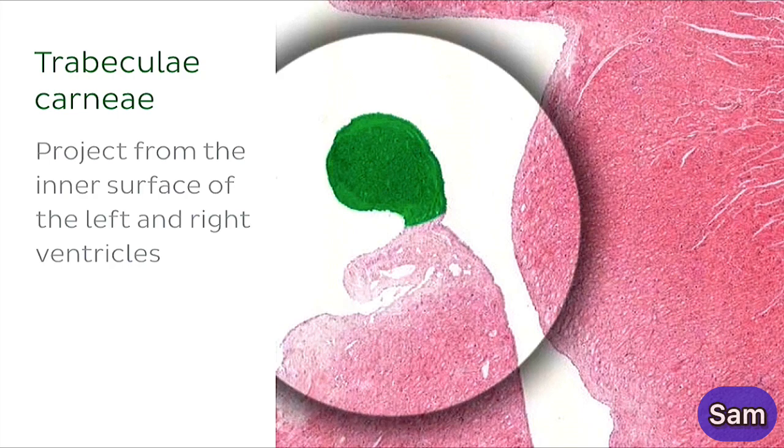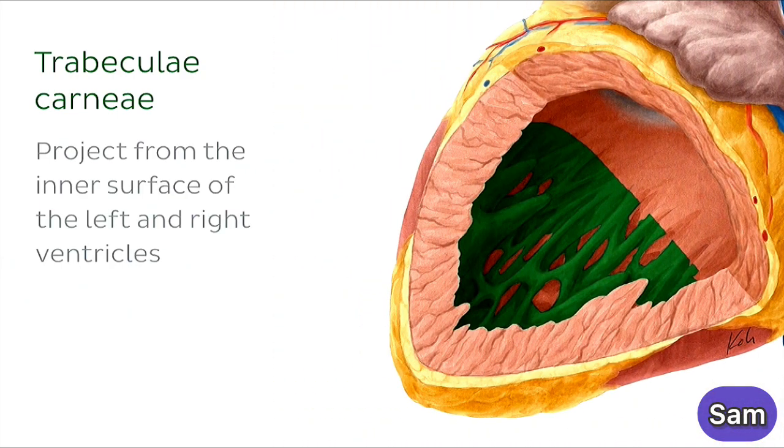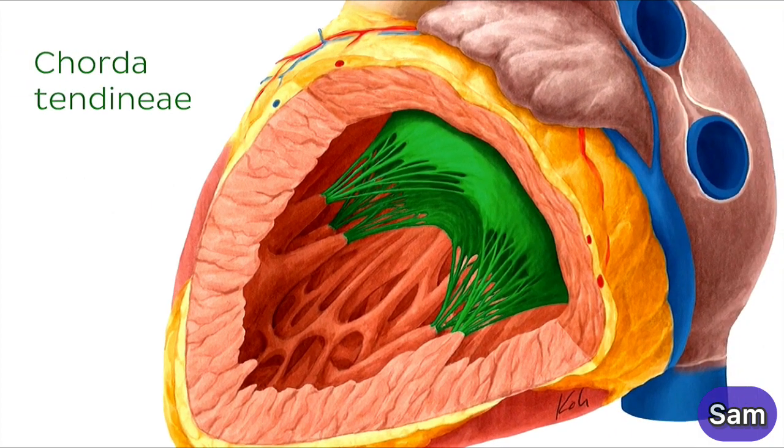In this illustration we can see the trabeculae carneae from a ventral view of the right ventricle. It's believed that the trabeculae carneae play a similar role to that of the papillary muscles, preventing the tricuspid and bicuspid valves from inverting by pulling on the chordae tendineae. By doing so, they stop blood from flowing back into the atria.